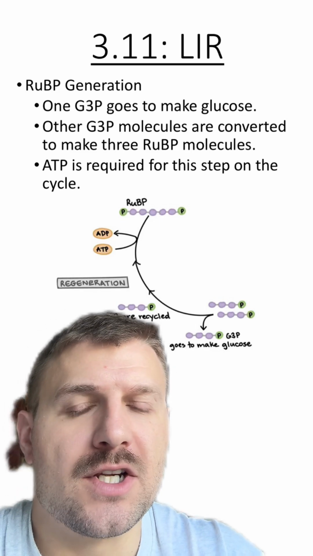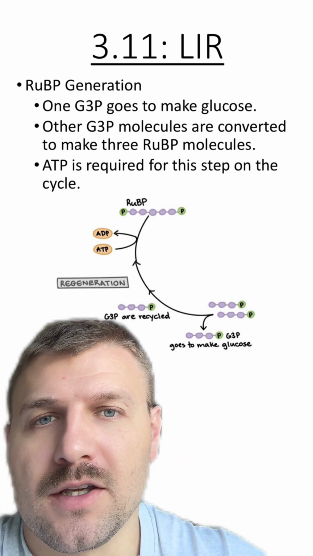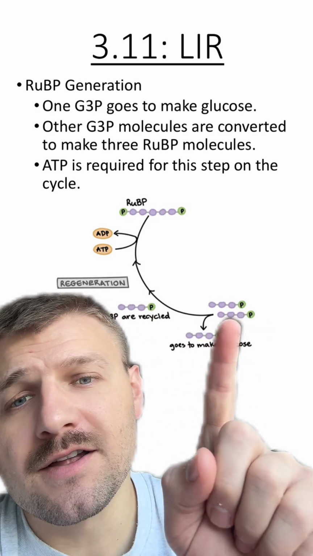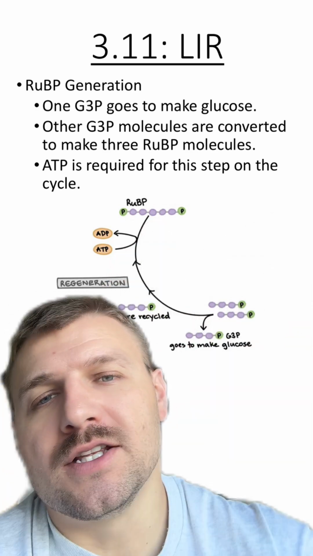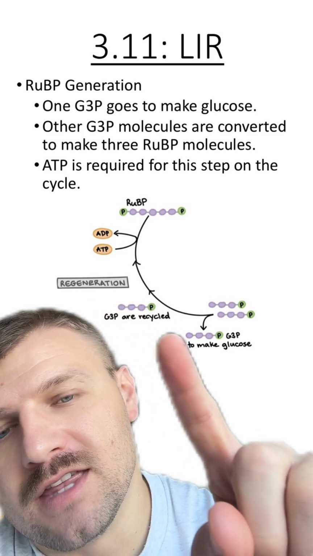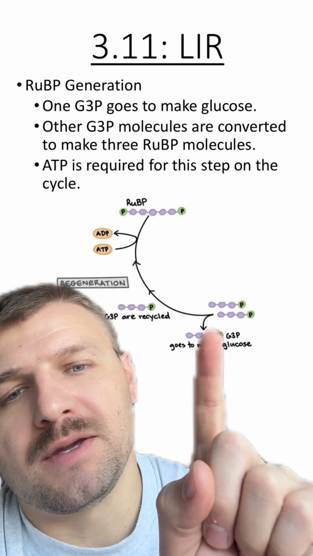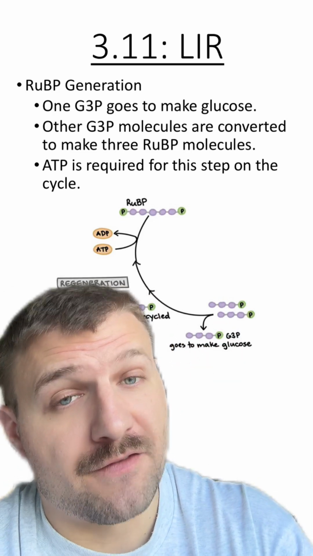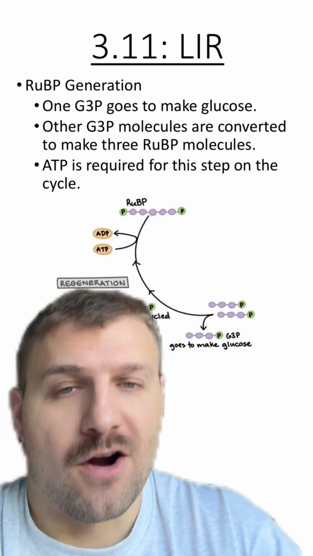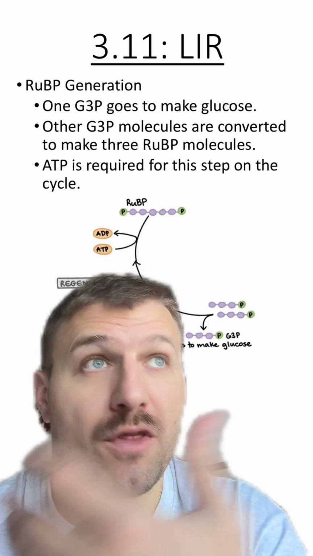Our next step is the regeneration of RuBP. Before I go anywhere else, one of these G3P molecules is going to go on to make glucose. We're going to talk about that G3P later. The other G3Ps are going to be remade into RuBP using ATP. Remember, there are just enzymes working within this step, and we don't need to focus on those. We just want to understand that these G3P molecules, which are very versatile and make a lot of different molecules, are going to be recycled into RuBP. This RuBP is going to start off this whole process, which is why it's a cycle.